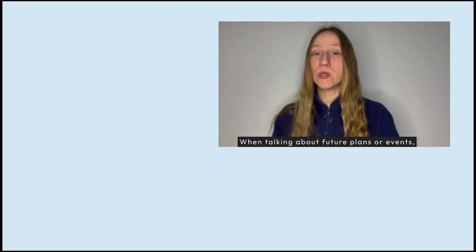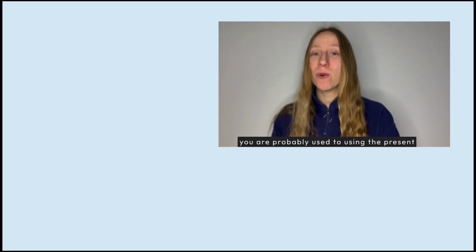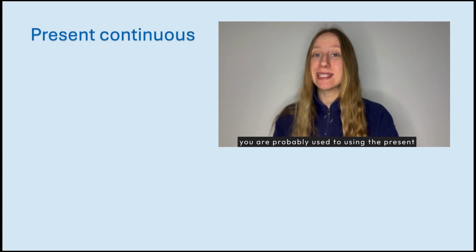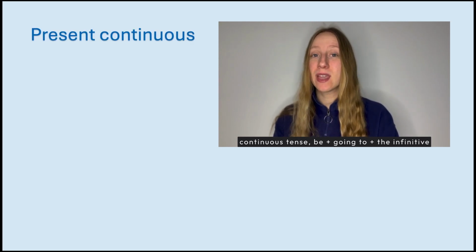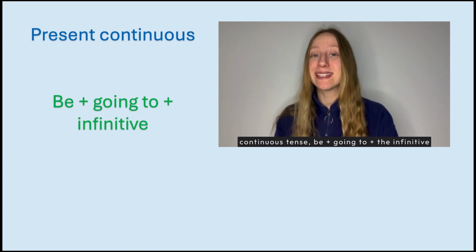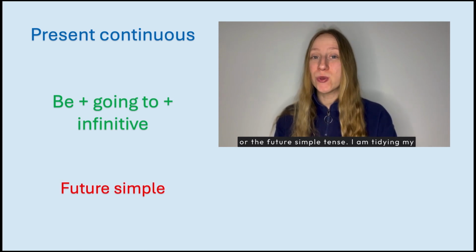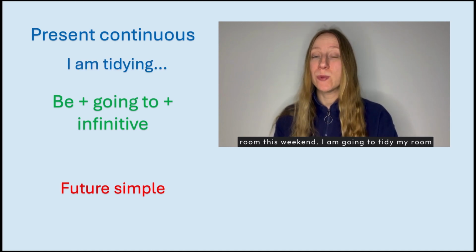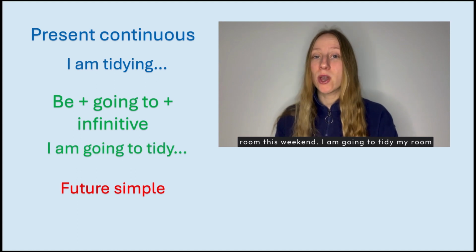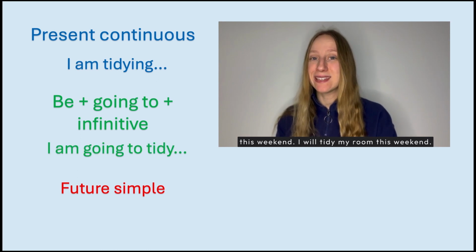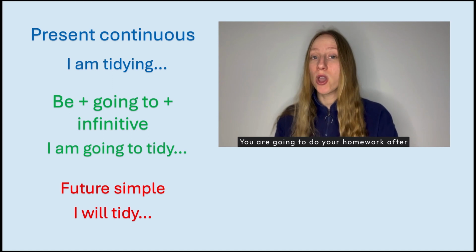When talking about future plans or events, you are probably used to using the present continuous tense, be plus going to plus the infinitive, or the future simple tense. I am tidying my room this weekend. I am going to tidy my room this weekend. I will tidy my room this weekend. You are going to do your homework after school. You will do your homework after school.